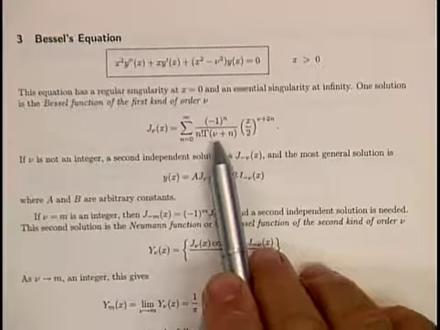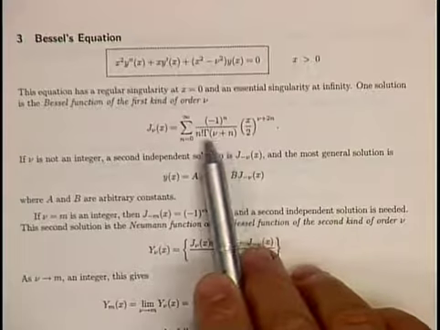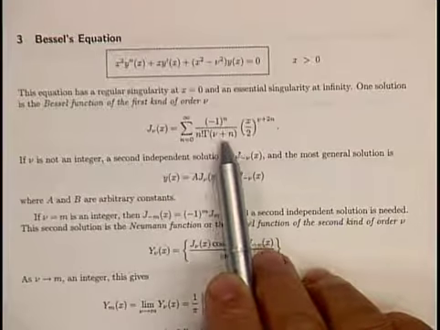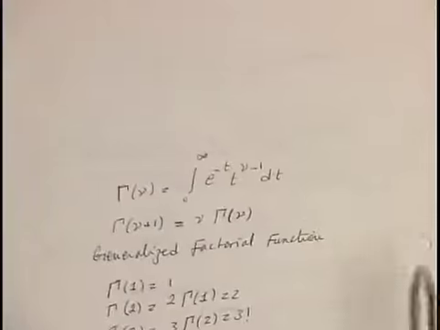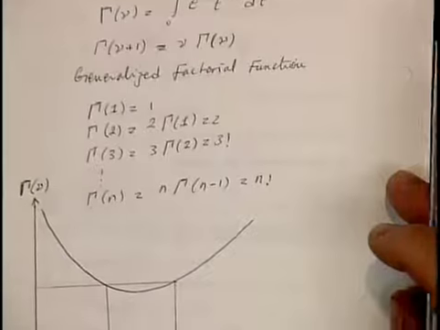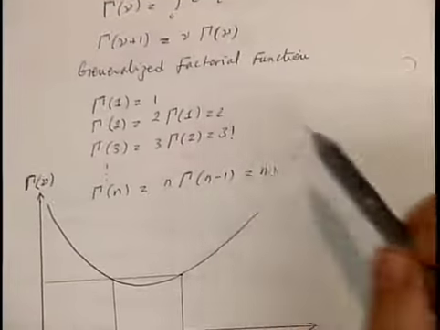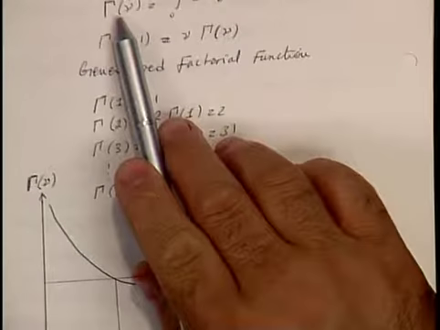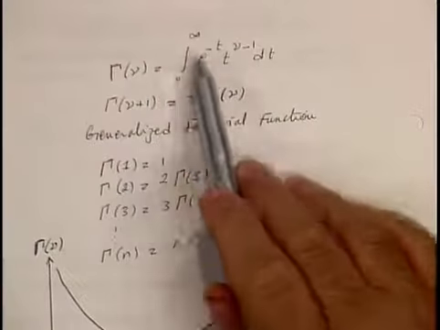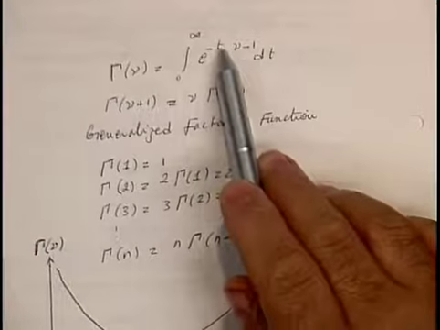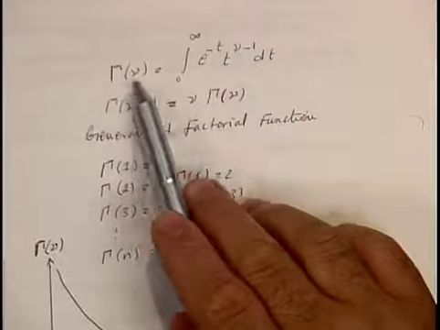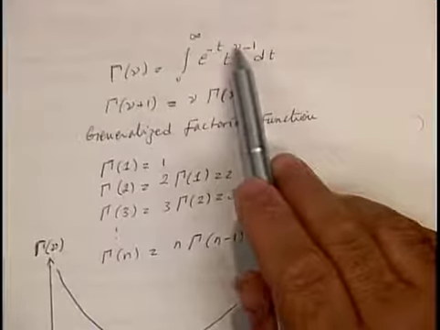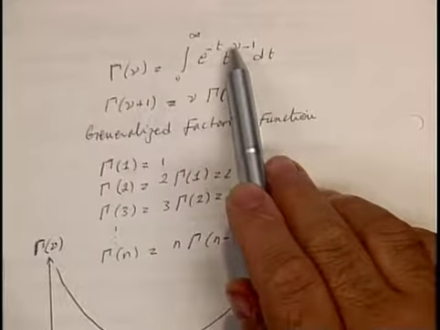And what you see here downstairs is just the gamma function. How many of you have seen the gamma function before? So the gamma function is just a generalized form of the factorial function. As you see here, the gamma function is defined as the integral from 0 to infinity of e to the power of minus t, t to the power of nu minus 1, dt. So if you have gamma n, this should be n minus 1. If you have gamma nu, this should be nu minus 1.